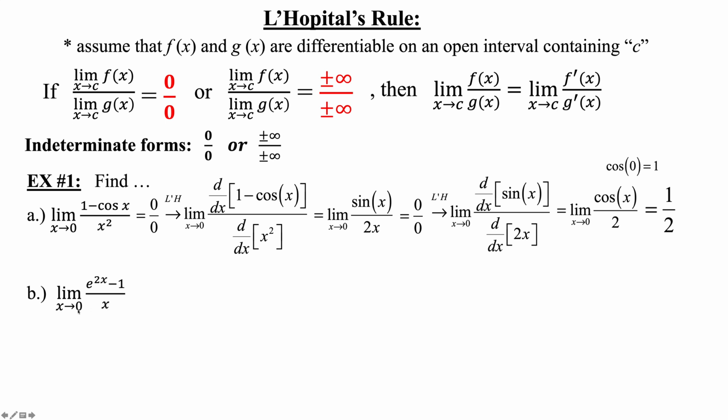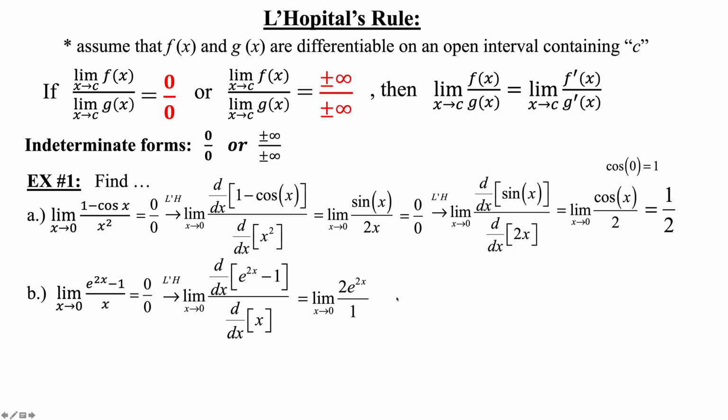0 on the bottom when I plug it in. E, well, 2 times 0 is 0. E to the 0 is 1. So that's going to be 0 over 0. L'Hopital that thing. All right, derivative of the top, derivative of the bottom. I'll take care of the hard part.